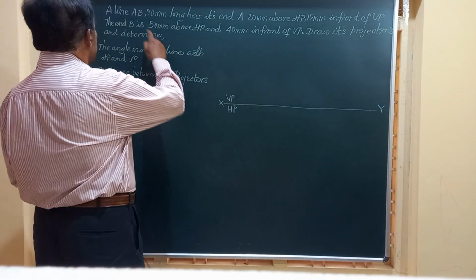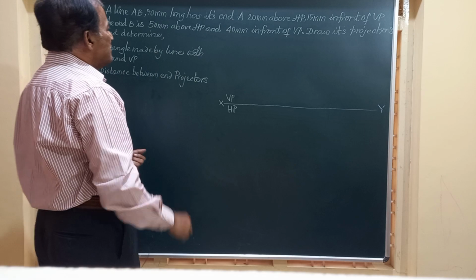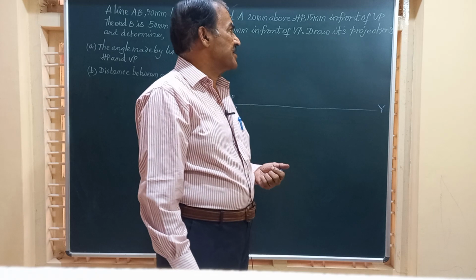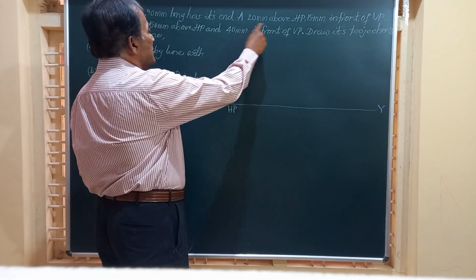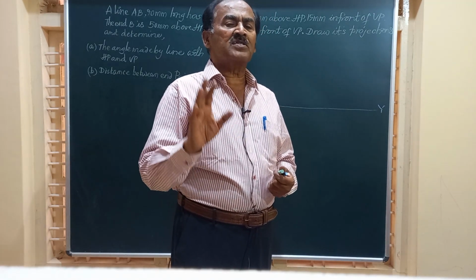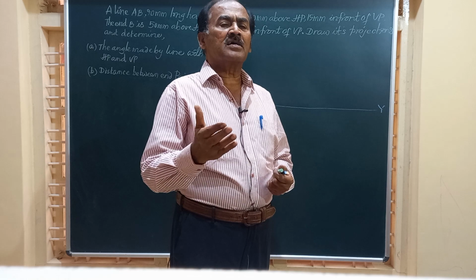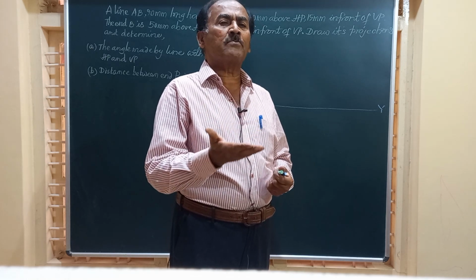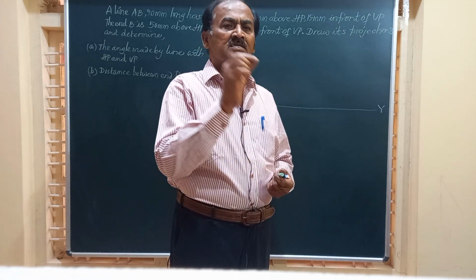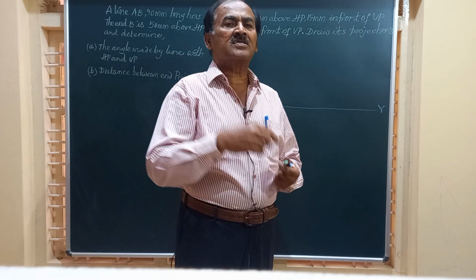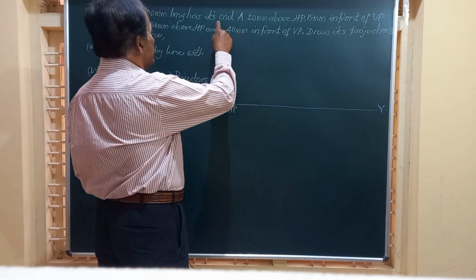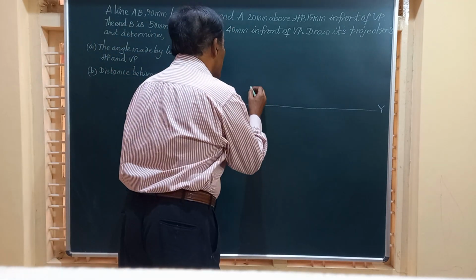See friends, the question reads like this. A line AB 90 millimeter long. That is, there is a line AB which measures 90 millimeter and has its end A 20 above HP. Friends, remember, we are following the first angle projection, and any end or any point above HP is seen above the XY line, and whatever the distance the point is from VP, that is seen in the top view below the XY line. So friends, now let us start with the point A, that is 20 above HP.